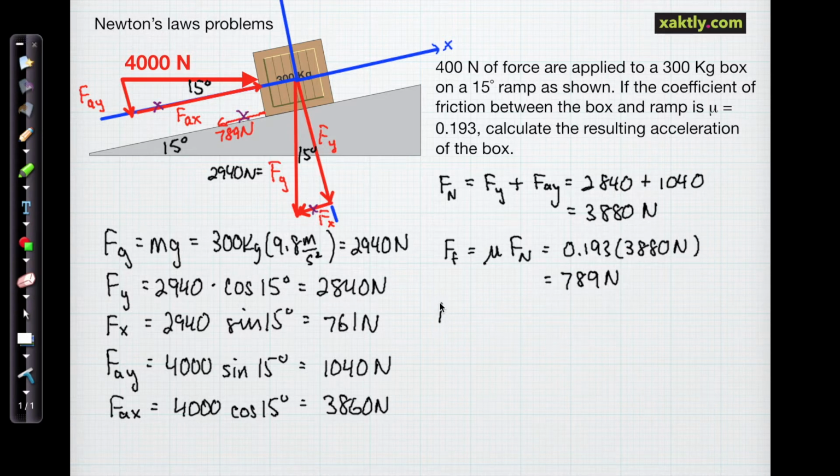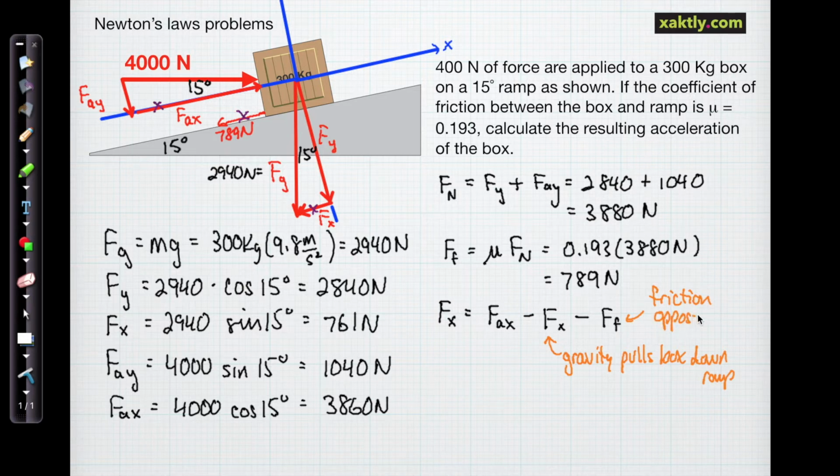Okay, so now we're ready to calculate the net force up or down the ramp, in the direction along the ramp. And that consists of three components. The applied force, the force of gravity that's pushing the crate down the ramp, and the force of friction, which is also working down the ramp. So there's our gravity pulling the crate downward, and here's our frictional force, both opposing the pushing force.